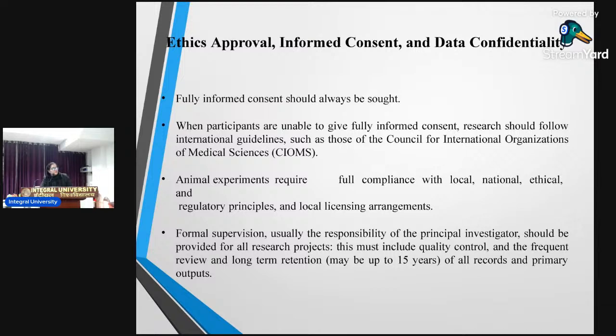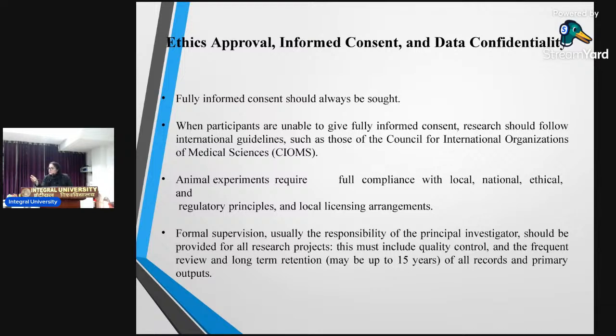Animal experiments require full compliance with local, national, ethical and regulatory principles and local licensing arrangements. Formal supervision. This last point is very, very important. Formal supervision, usually the responsibility of the PI, principal investigator, should be provided for all research projects.